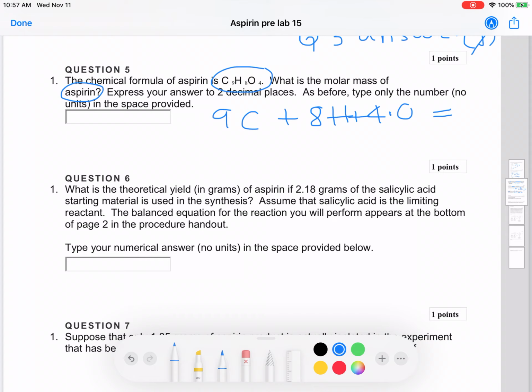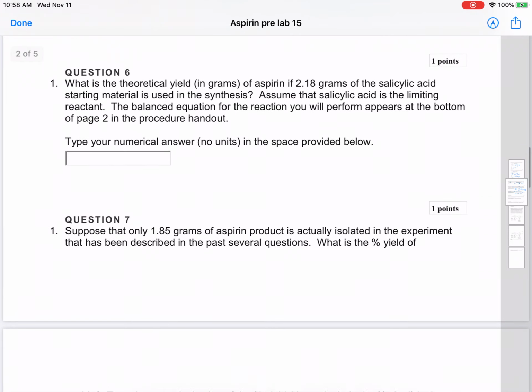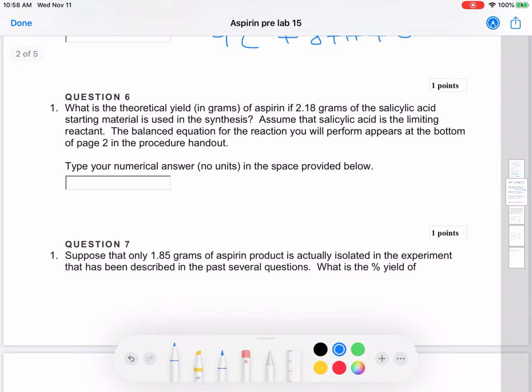grams of salicylic acid starting material is used in the synthesis, assuming that salicylic acid is the limiting reactant? The balanced equation for the reaction you will perform appears at the bottom of page 2 in the procedure handout. So in this particular experiment, your starting materials are going to be salicylic acid with an alcohol, giving you aspirin. And the molar ratio is going to be 1 to 1. 1 mole of salicylic acid gives you 1 mole of aspirin.